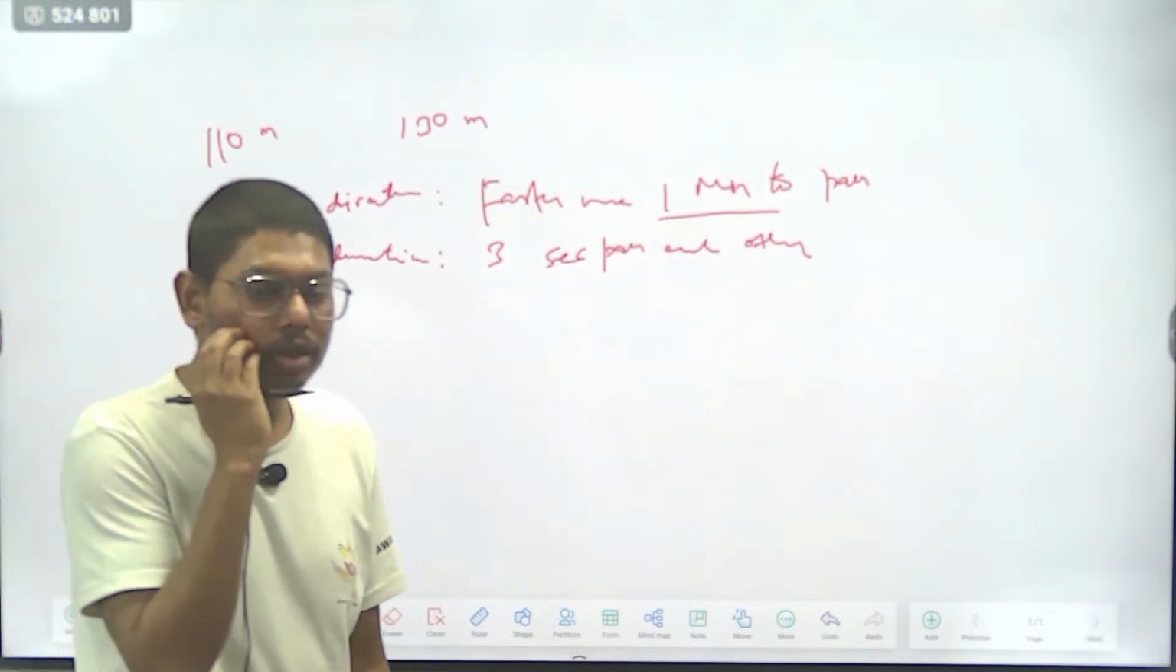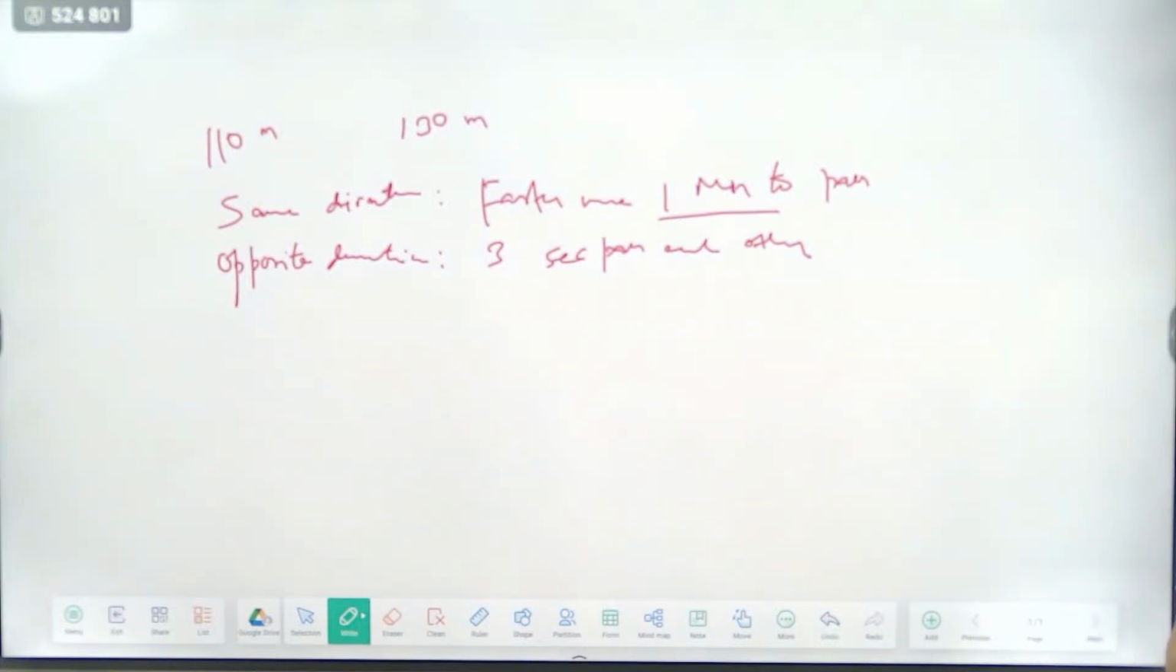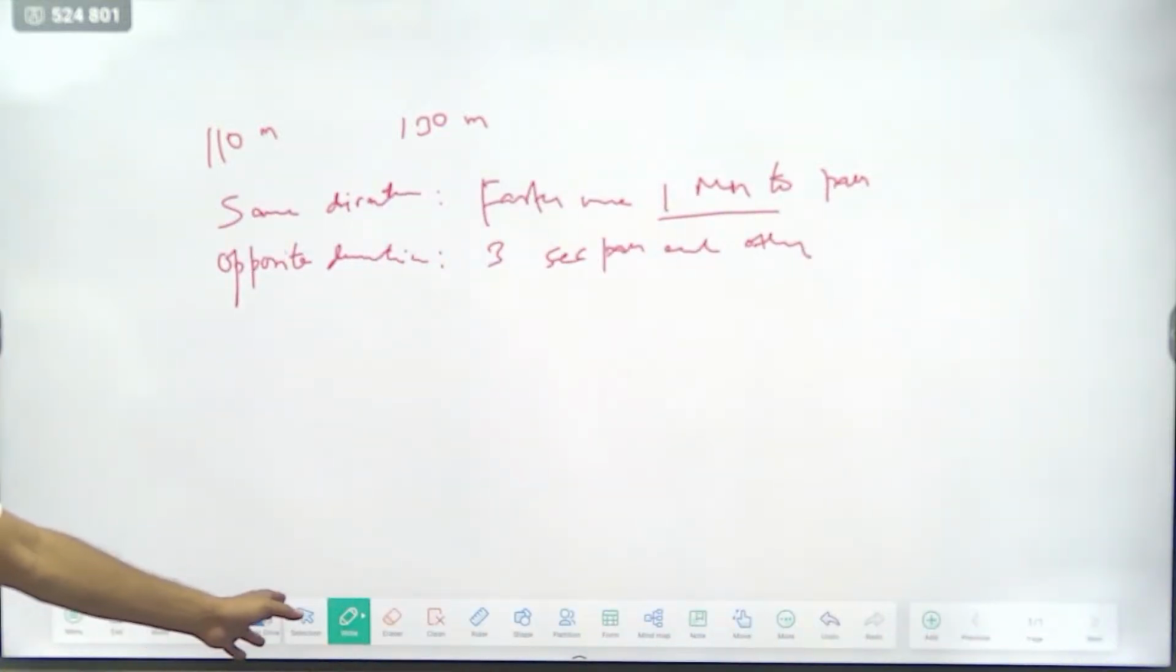How much? 14 and 28. One moment. I don't see any such answer over here, but guys, look, one more hint over here, we don't have to change any units. All of it is in meters per second.